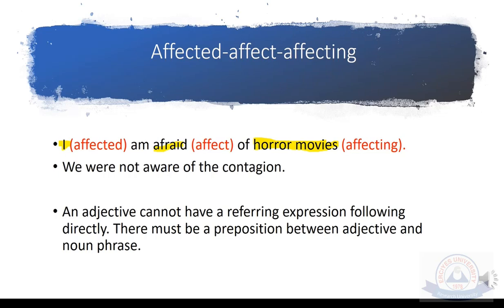So we are not aware of the contingent. So we is the affected one, and not aware of is the negative one, the effect of the contingent. Here the contingent is the affecting item. An adjective cannot have a referring expression following directly. So here there must be a preposition between adjective and noun phrase. As you can see here in the example, there is the preposition of in both of the sentences.